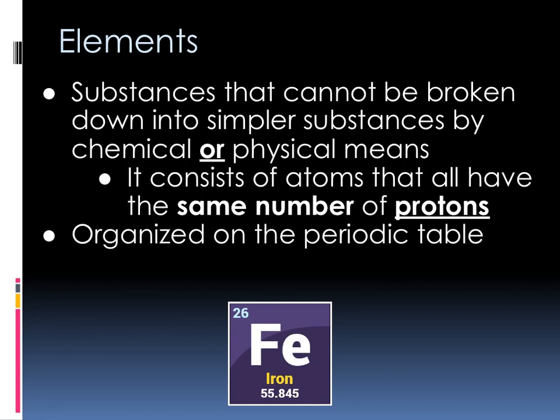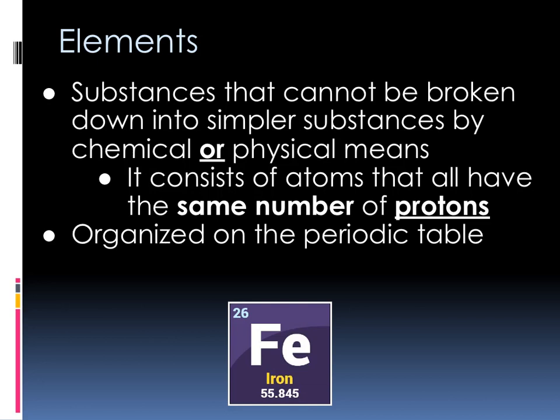So atoms are the basic units of elements, and elements are substances that can't be broken down by chemical or physical means, meaning that they are the simplest organized substances on the planet. Now, beyond elements, you'll see that elements are made up of things. So sure, they can be broken down into something, but they can't be broken down into anything else that is considered to be matter.